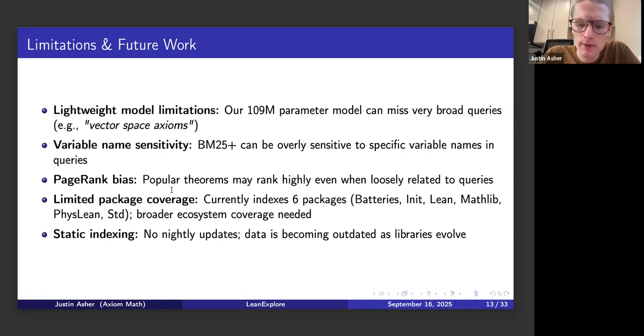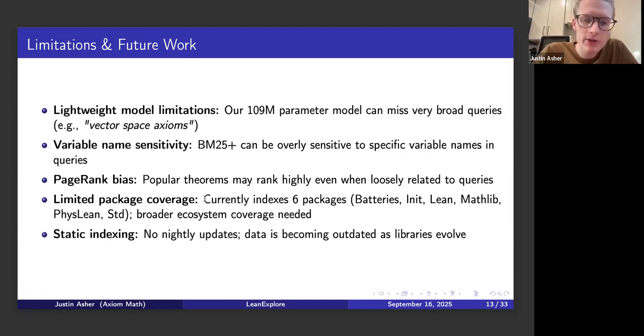PageRank bias was also a problem. Sometimes certain statements would be very foundational to a lot of other statements, but they wouldn't always be very relevant to what the user is looking for. So occasionally you would have these statements pop up where it wasn't exactly what you're looking for, but it also wasn't a really big deal because the next result would be very relevant anyway.